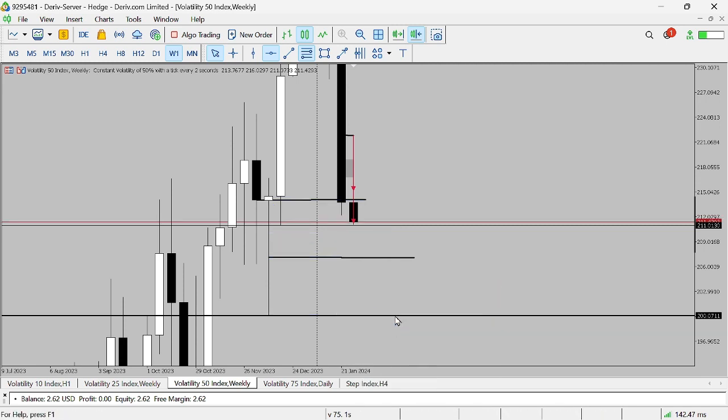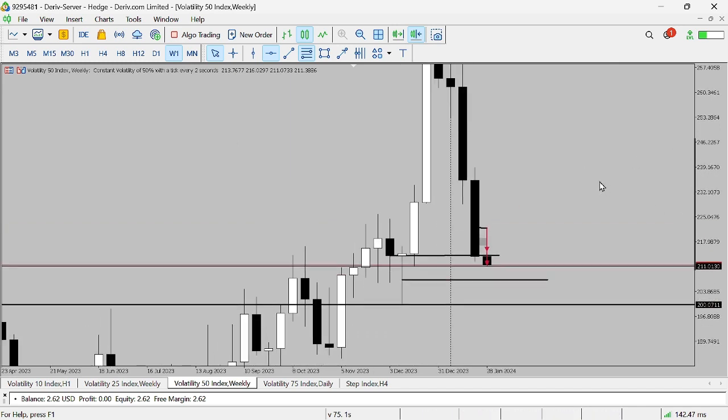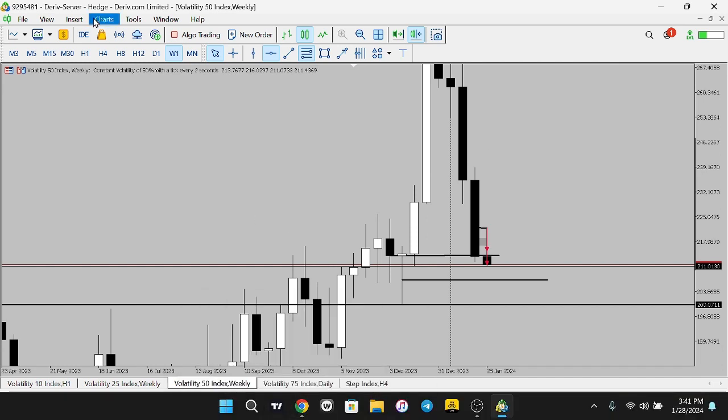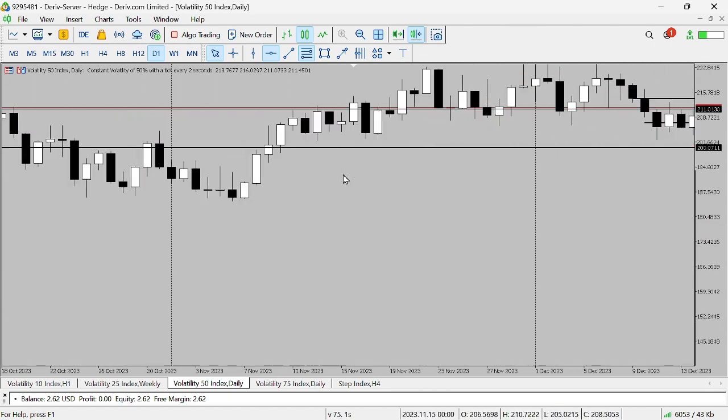So going into this week, my first target is this week on the weekly chart. I'm still bearish, like I told you. Now let's go to the daily to see if the daily supports our idea. Right from the weekly, we formed a bearish narrative.